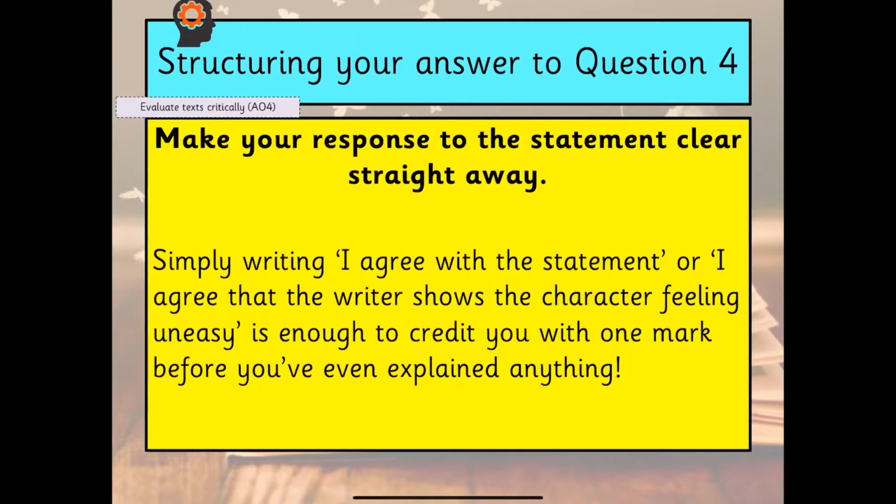So you can almost write the words "I agree" before you've even annotated the text, and certainly before you've thought about much else. Obviously, it's not going to make the biggest difference on its own, just those 2 words, but it is a free mark that you can get without even thinking about it. So I would suggest starting off with a very clear response, something very straightforward along the lines of, I agree with the student's statement.